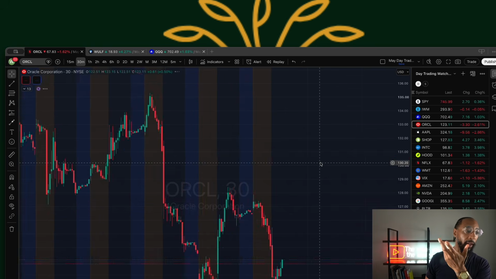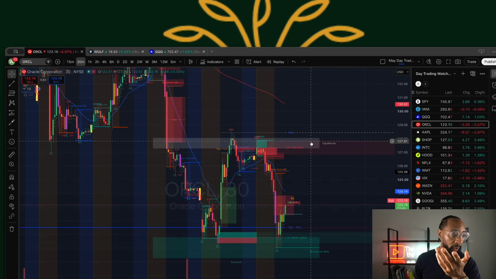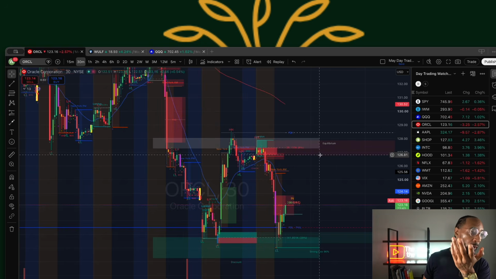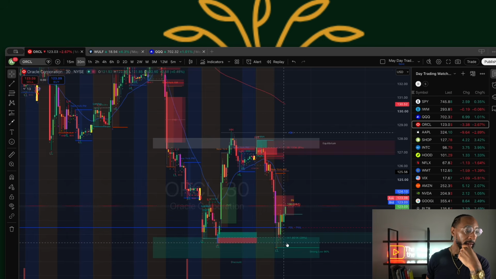But you can do this on any stock. You just have to find your actual levels, right? Oracle, this is a fair value gap right here. So what did Oracle do? It came down into this fair value gap and then it bounced off of here, this order block, and now they're starting to push up, right? So we're going to see what happens later on in the day today on Oracle.